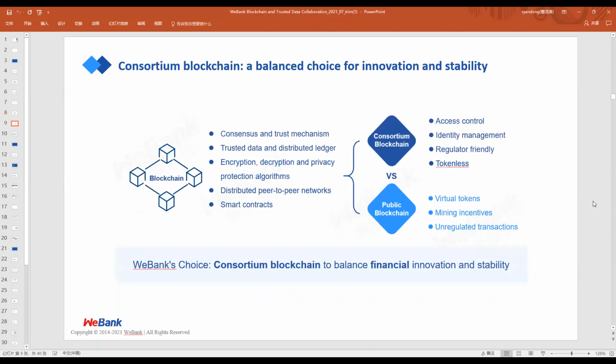One of the questions you might want to ask is how we actually achieve this, because in order to make consensus work, blockchain has a lot of overhead.